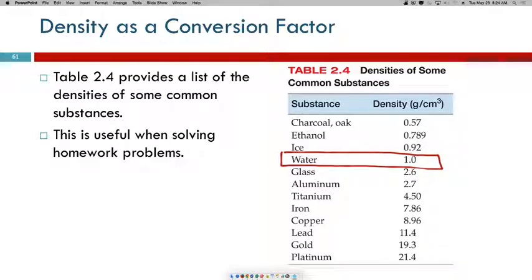But the rest of these, if you needed them in an exam, I'd give them to you. On homework problems or lab problems, you might have to go look those up. They might not be given to you. You just have to go look for it, okay?